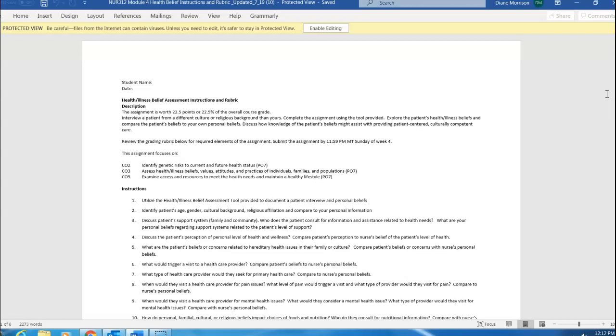The purpose of the tool is for you to talk to that person, and then you will be writing down their beliefs. And you'll see in the tool there's a second column to write down your beliefs, and then there's a third column to compare and contrast the differences or the similarities between the two.